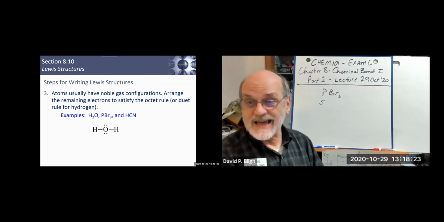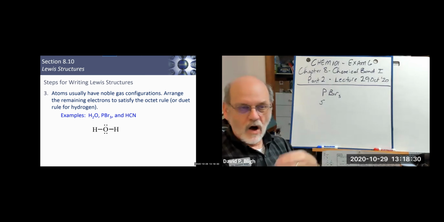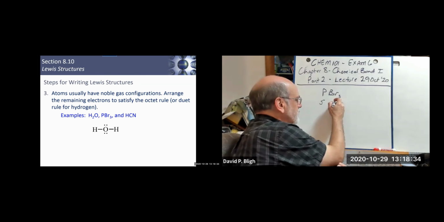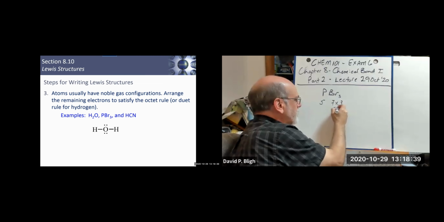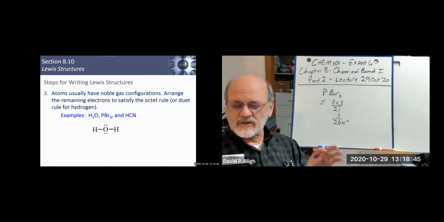Bromine, how many does it have? Well, it only needs 1 more to make 8, so that means each one has 7. All the halogens have 7 valence electrons. So 7 times 3 is 21, plus 5 is 26. So we have 26 electrons to work with.